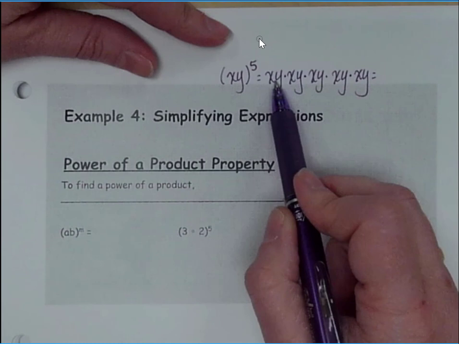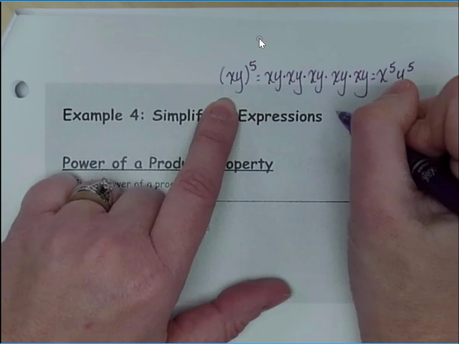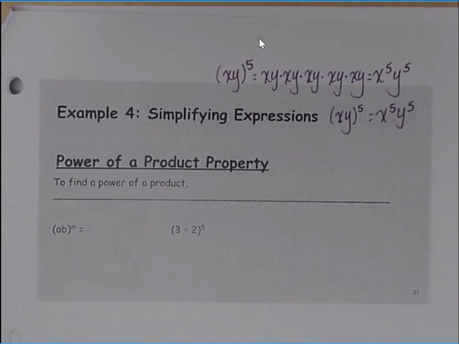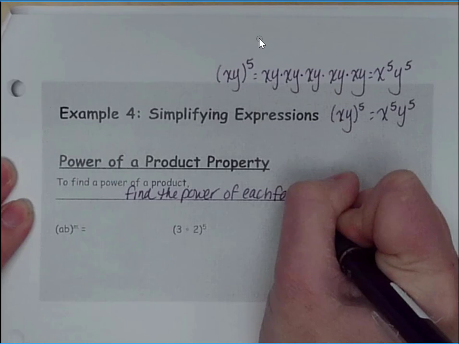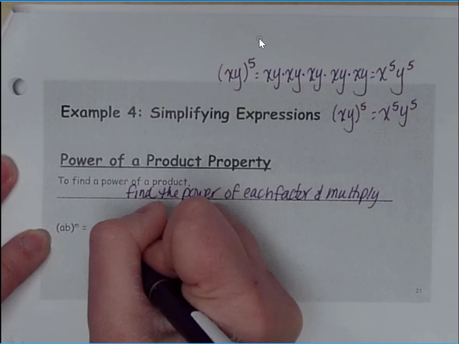Now, I end up with x to the fifth times y to the fifth. So my shortcut here really is, when I have (xy) to the fifth in parentheses, I end up with x to the fifth and y to the fifth. So to find the power of a product, we find the power of each factor and multiply. So if I have (ab) to the m, I end up with a to the m, b to the m.